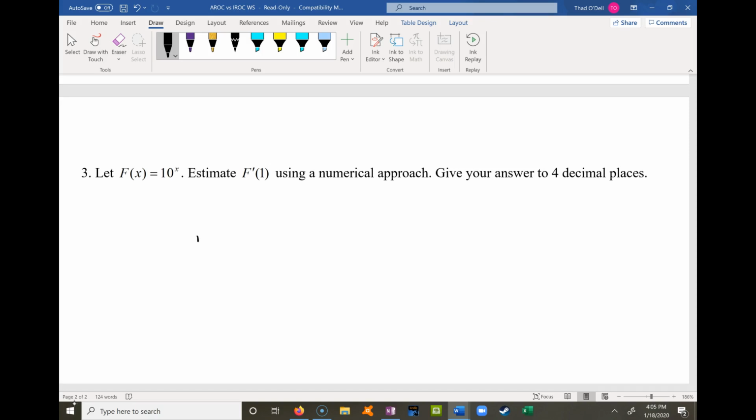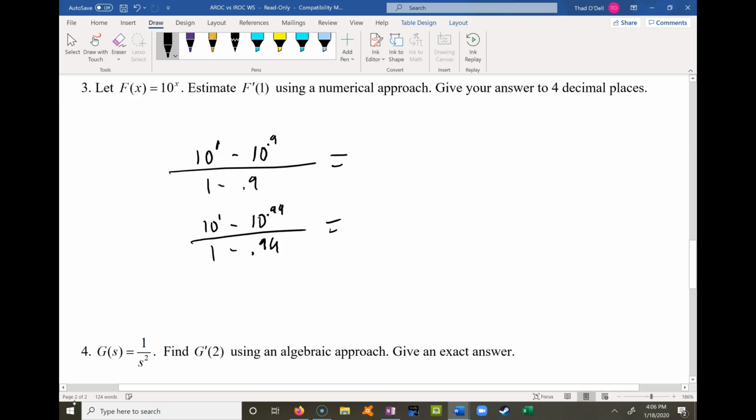So I might say, let's do 10 to the 1, because we're valuing at 1, minus 10 to the 0.9 over 1 minus 0.9. And we calculate that slope. And then we might try 10 to the first minus 10 to the 0.99 over 1 minus 0.99 and calculate that slope. And then we might try 10 to the first minus 10 to the 0.999 over 1 minus 0.999 and calculate that slope.